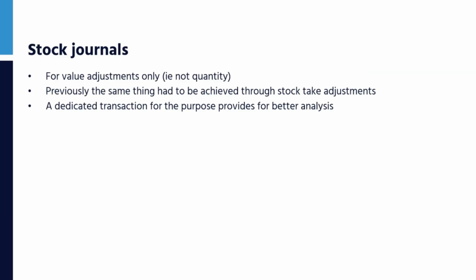Stock journals, another recent addition, and these are for value-based adjustments only, so not your quantity. If you wanted to do this previously, you'd have to do some funky things through stock take, which is a little counterintuitive. It still did what was required at the end of the day, but now having a separate transaction specifically for that purpose makes a lot more sense and provides better analysis because it's actually a different transaction type as well. So when you're reviewing the history of an inventory item, the stock journal is now distinguishable from stock take value adjustments.